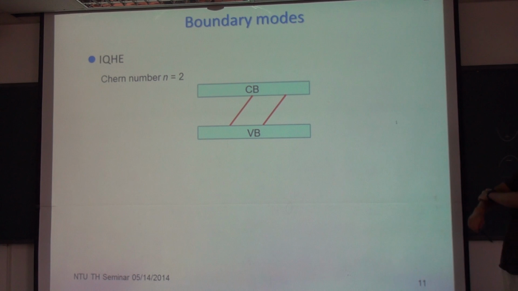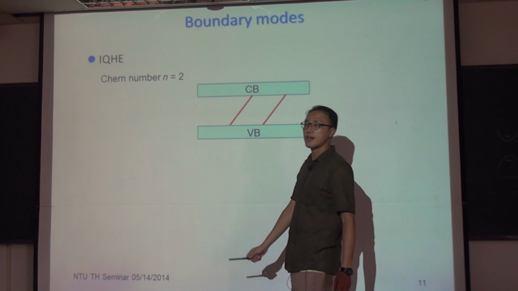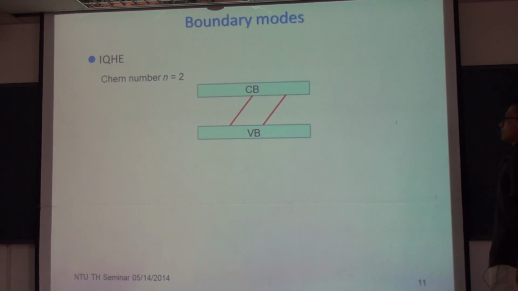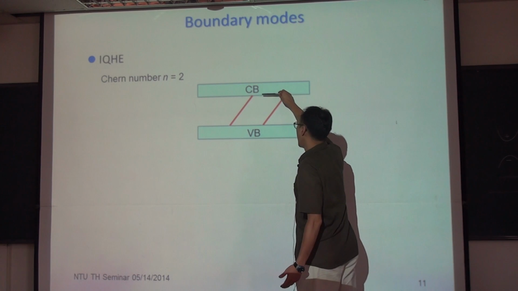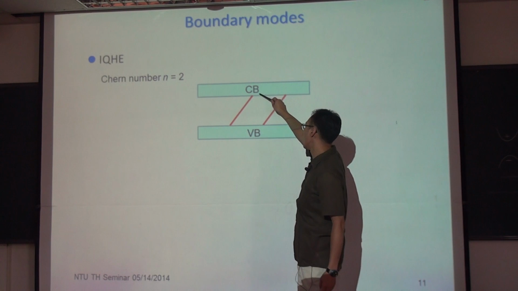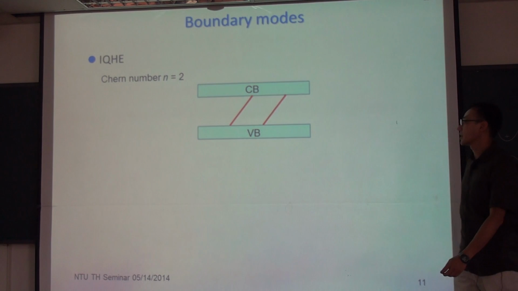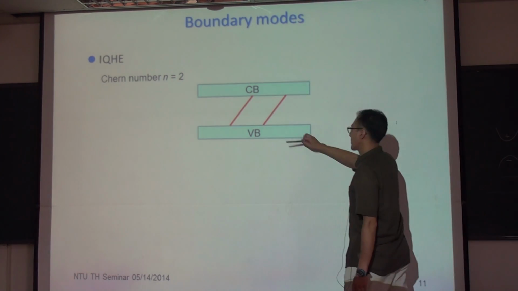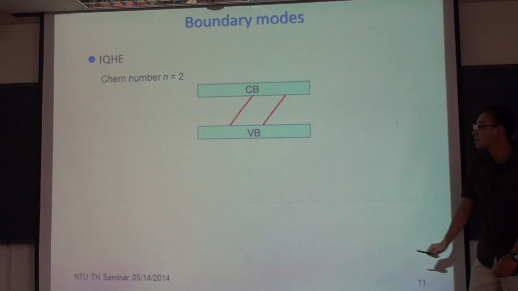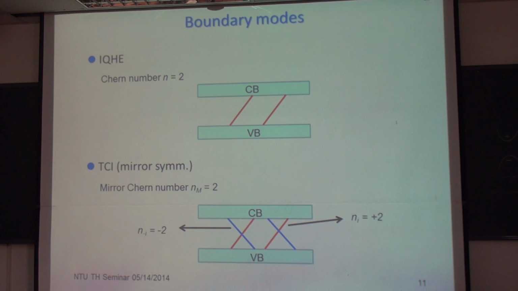We can go back to the example in the integer quantum Hall system. For example, if we consider n equals 2 on the whole system, the consequence is that at a certain edge, if you focus on one certain edge, you will see two chiral edge modes. They connect different Landau levels, or say connect the valence band and the conduction band. So now, how about a non-zero mirror chain number?